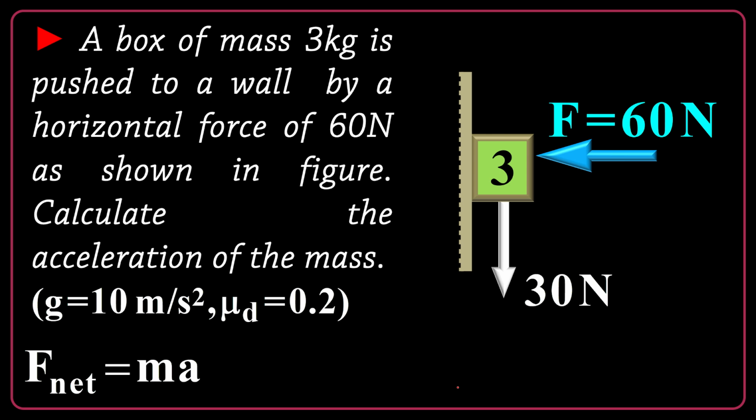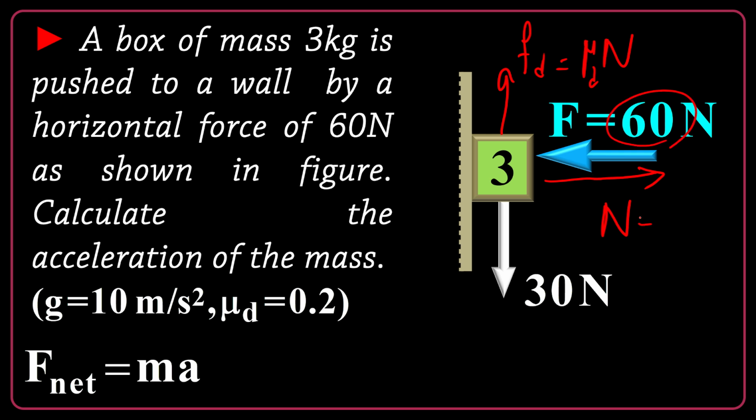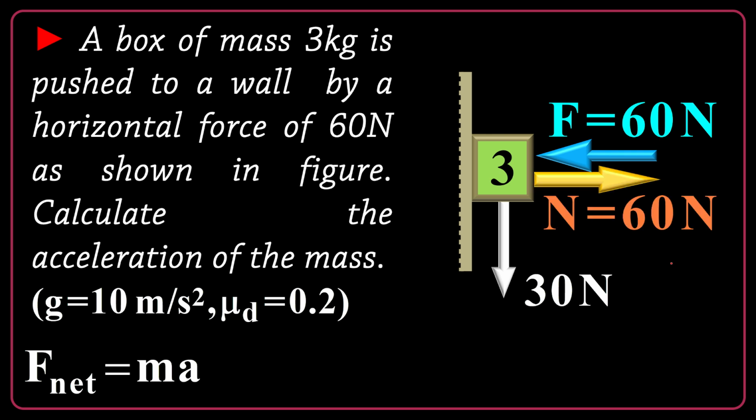Okay, let's continue. Here the dynamic friction is supposed to be mu d times N. But what the normal force is, let's check. Actually, the surface, the wall, is vertical. So the horizontal force of N will cancel that 60. So the normal force will be equal to the force we are holding the object on the wall. So N is going to be 60. Here, as you see, the normal force has nothing to do with the mg. Okay, this is the 60 Newton. Then I can start finding the dynamic friction.